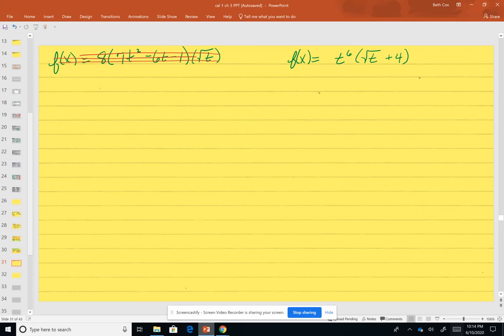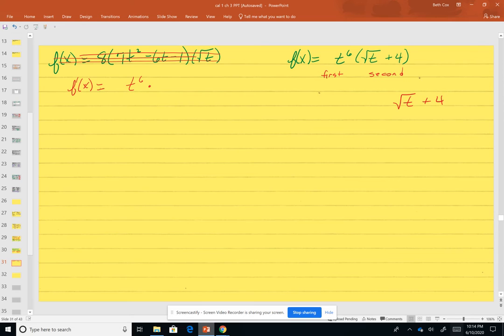Okay, so now this is the first. And this is my second. Okay, so the derivative is going to be the first, which is t to the 6th, times the derivative of the second. So now I'm going to put that over here to the side.